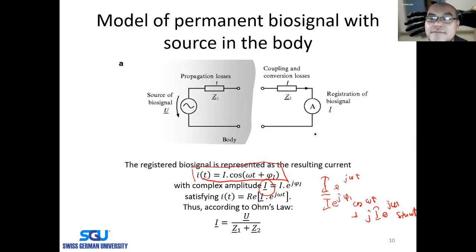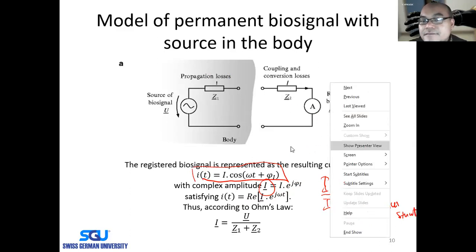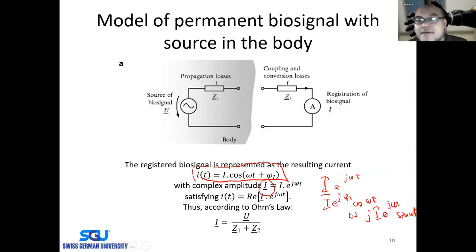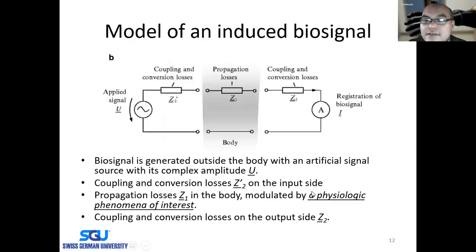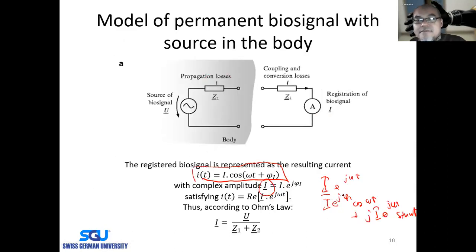The part being taken here in the calculation is only the real part. The i(t) here is only the real part of this whole complex magnitude I. According to Ohm's law, this registered current equals the complex voltage source divided by the impedances Z1 plus Z2.